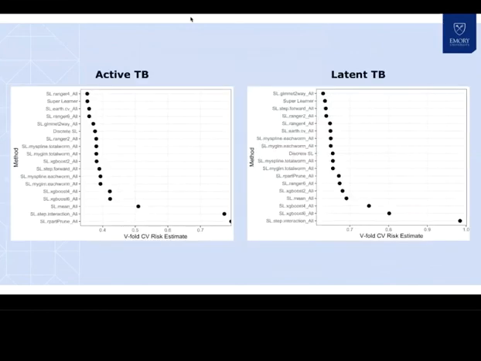The student actually implemented the cross-validated SuperLearner, so a cross-validated evaluation of the performance of the SuperLearner. And so you can see it here for those two models, active TB versus latent TB. You see SuperLearner coming in near the top there, a lot of algorithms performing fairly similarly well, random forest and polymars near the top, and then that lasso, including two-way interactions, near the top for latent TB, excuse me. All right, and next slide.